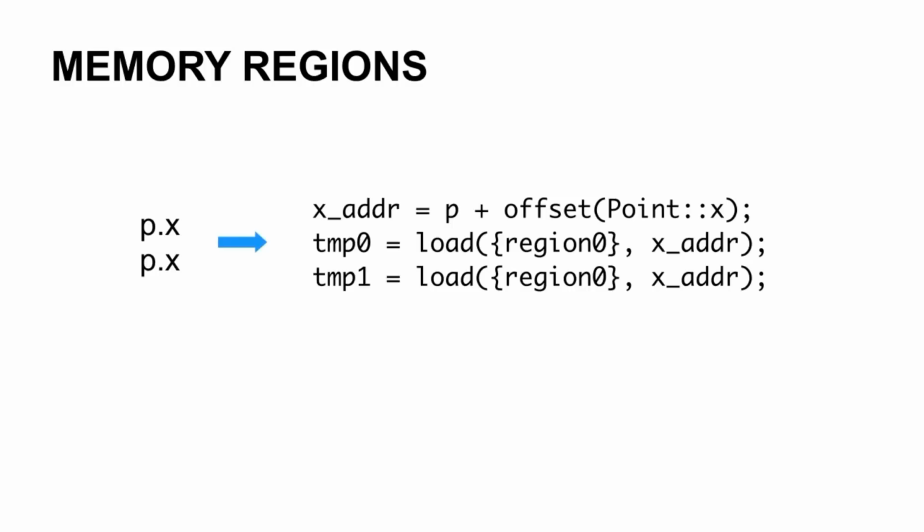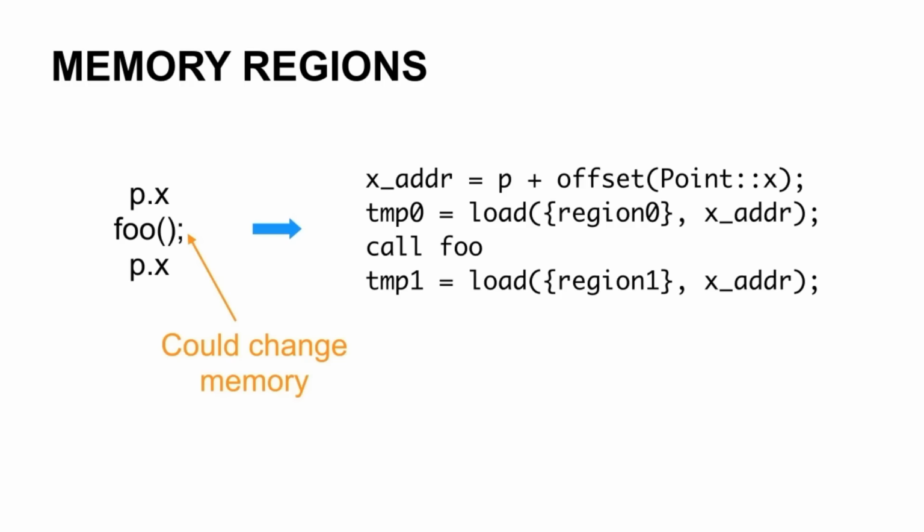So how does the compiler know when memory may have changed? Well, of course, if you assign p.x, that would be a change to memory. But there's another case that's a little more interesting. Let's say you call a function, foo. Foo could have side effects, and the compiler doesn't necessarily know that. So it has to assume that after the call to foo, foo may have had a reference to the point object. It may have changed the value of x, and therefore we have to reload.